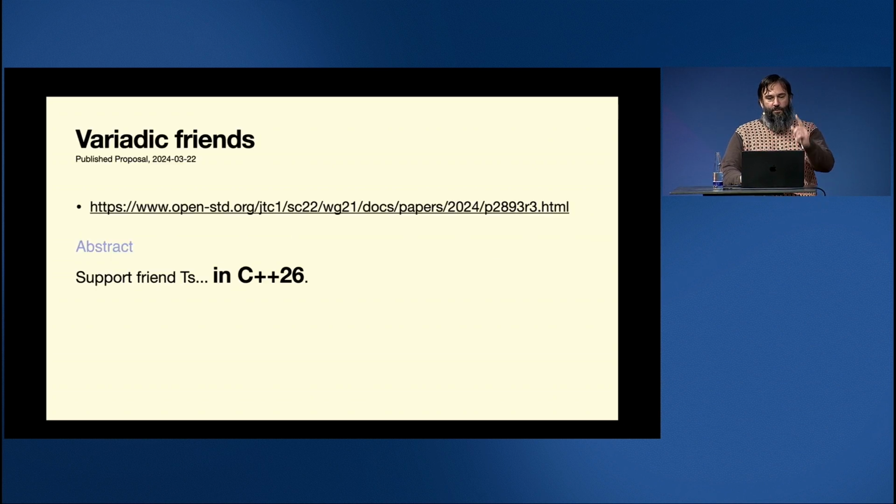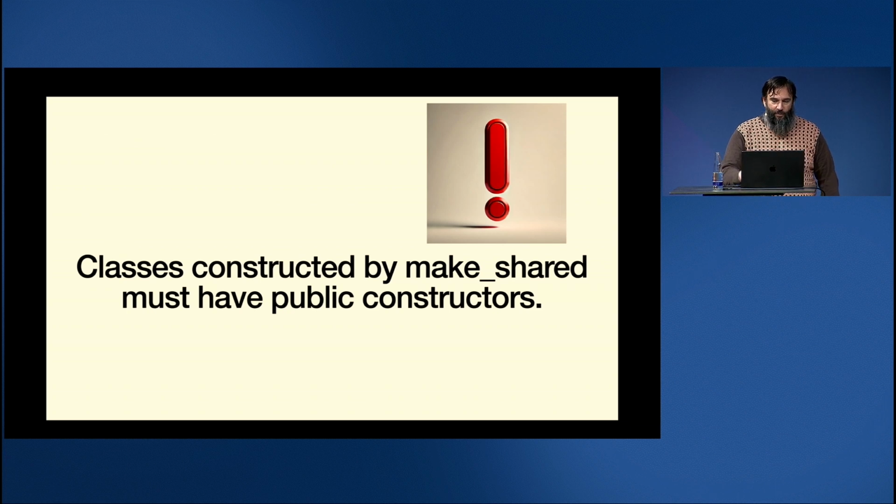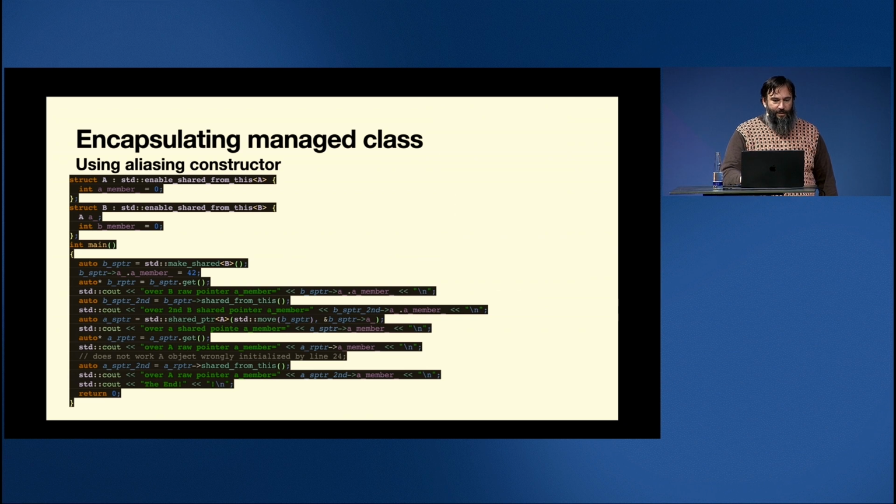So, the variadic friends will come in C++26. And then you can do this easily. Until then, unfortunately, you have to work around it. We will see in a second how. Now, what to remember? If you want to use make shared, your class constructor must be public. This has limitations, but let's go further.